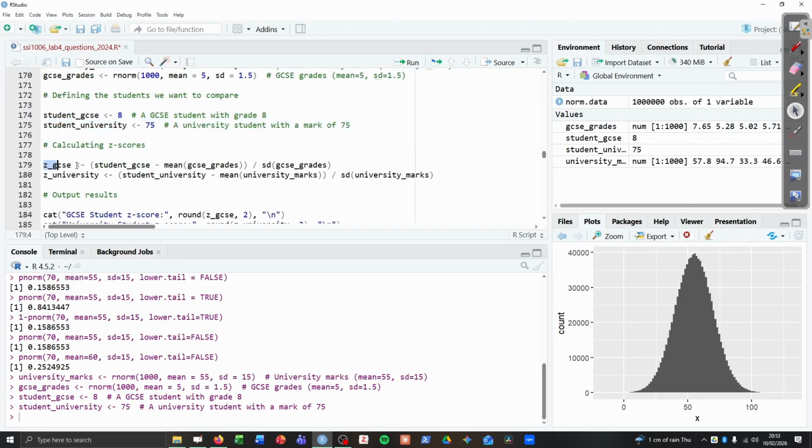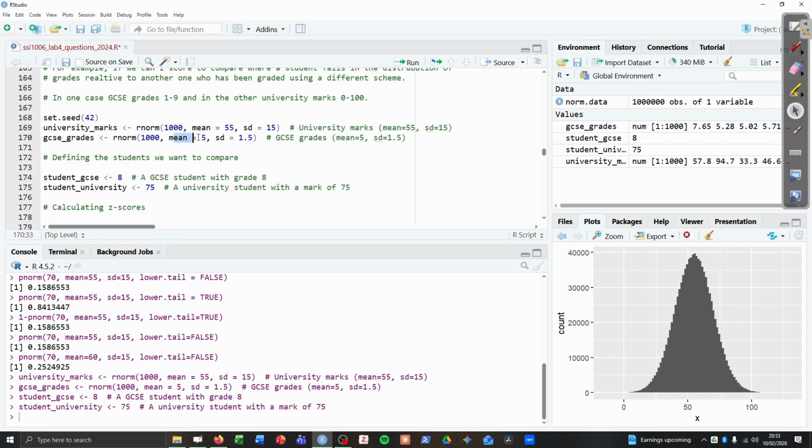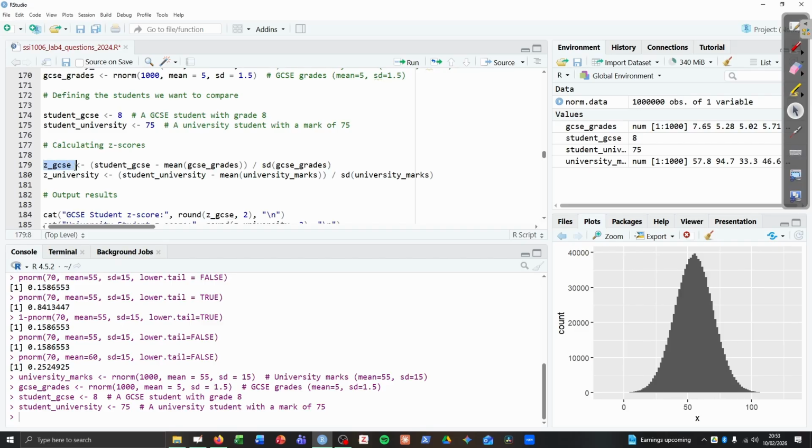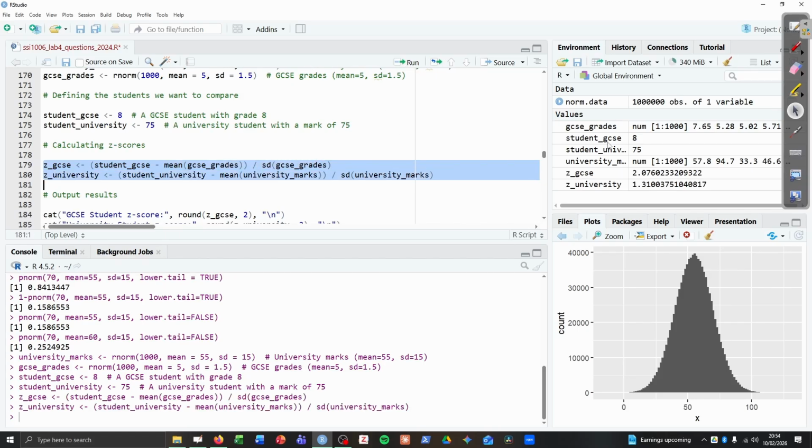Well, what happens then if we convert these scores to their z-scores based on these respective means? Here I'm going to calculate the z-score for the GCSE student. Here's their grade, subtracted from the mean of all GCSE grades, divided by the standard deviation of all GCSE grades. And here's the university student with exactly the same calculation. So let's run that. And we can see over here that we've now got z-scores for these two students.